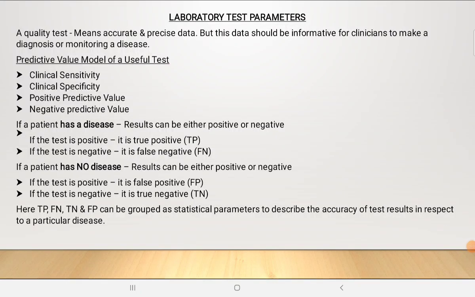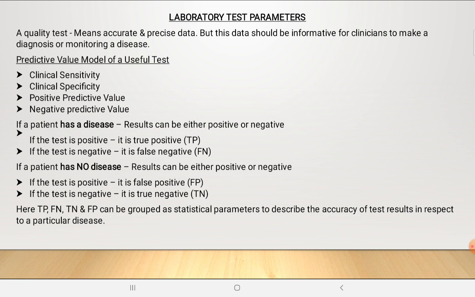Speak about the laboratory test parameters. These parameters are used for the precise resulting of the laboratory test. So for getting a quality test or an accurate test, the parameters that are used for these tests should be precise. So for having a quality test, what do you mean by having a quality test? That means the accurate and precise data that are being collected will predict the quality of that laboratory test.